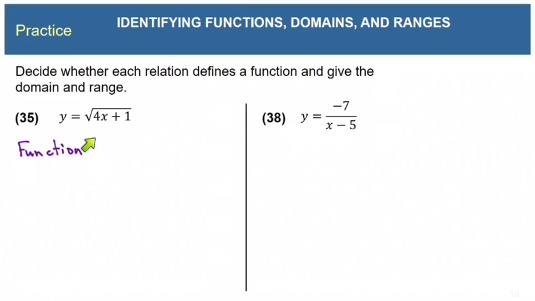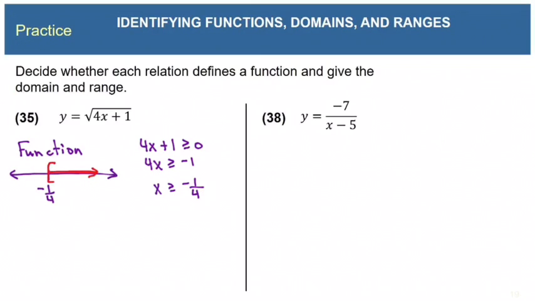Now, to decide what the domain should be, we just have to remember that we can't let the radicand, or the expression under the radical, become negative. So 4x plus 1 would have to be kept greater than or equal to 0. That means 4x would have to be greater than or equal to negative 1, and that means x would have to be greater than or equal to negative 1/4. So this is our domain, but in interval notation, we would write that the domain is any number from negative 1/4 to infinity, bracket negative 1/4 to infinity.